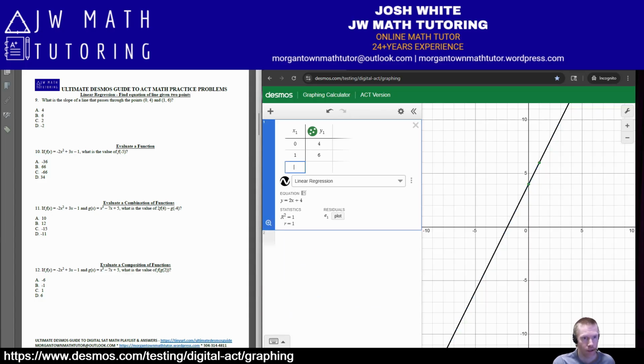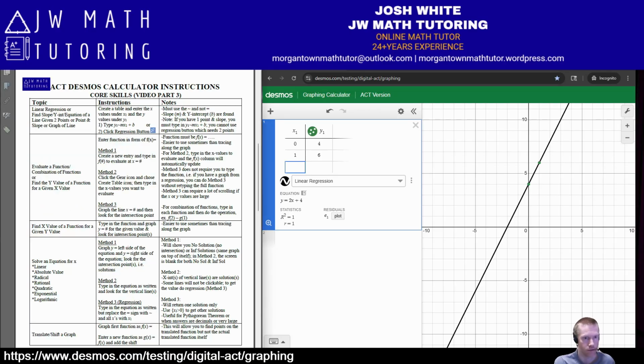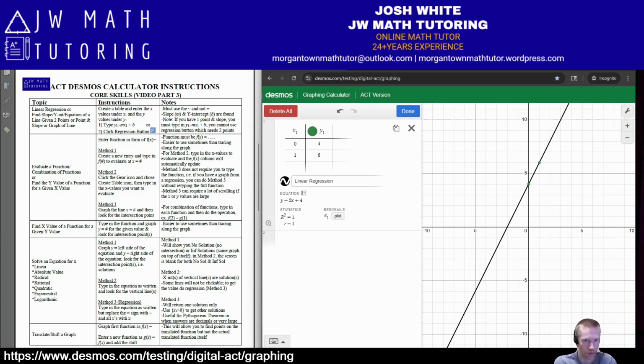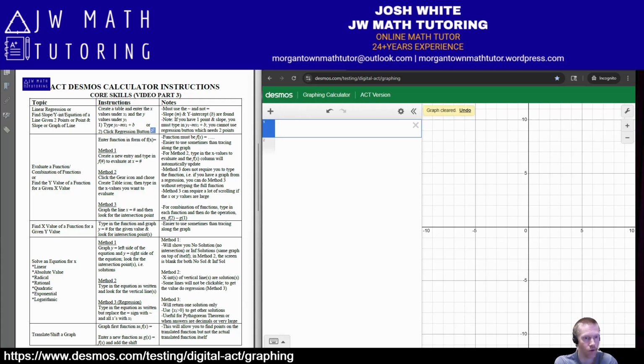Okay, so let's go back to the guide now. Let's talk about evaluating functions, either a single function or a combination of functions, or really this is the idea of given this specific x value, find the y value that's associated with that. So there's multiple ways you could do this. Quickest, easiest way, is you just type out the function.